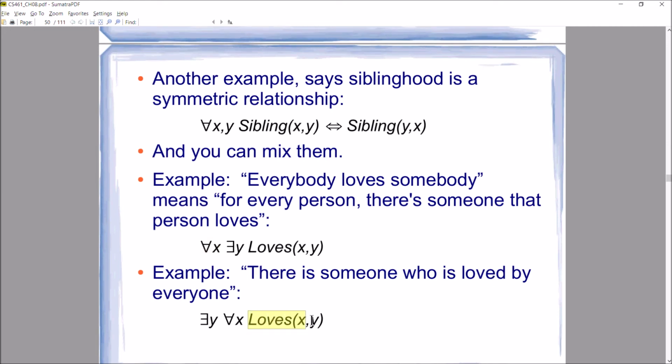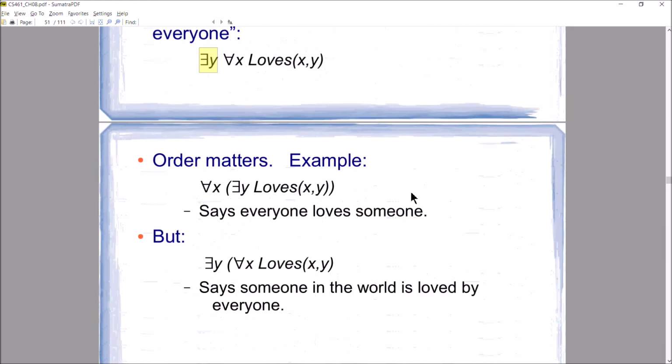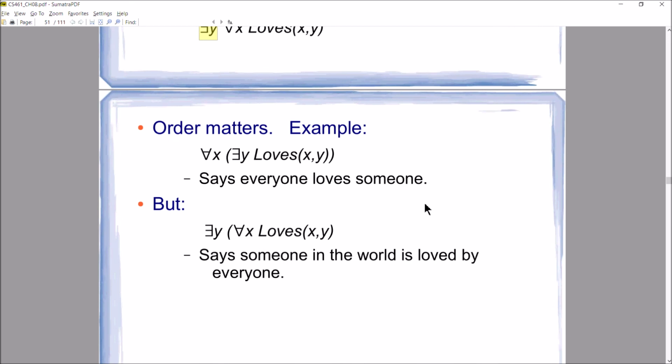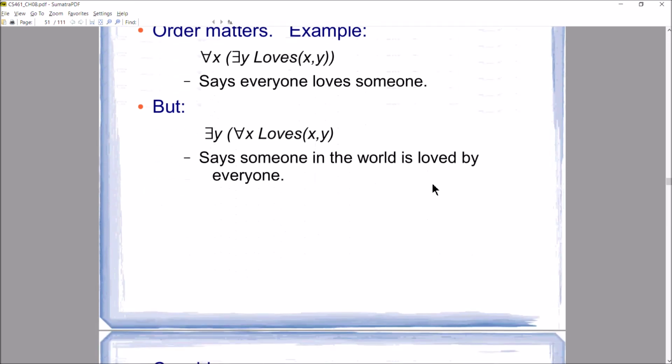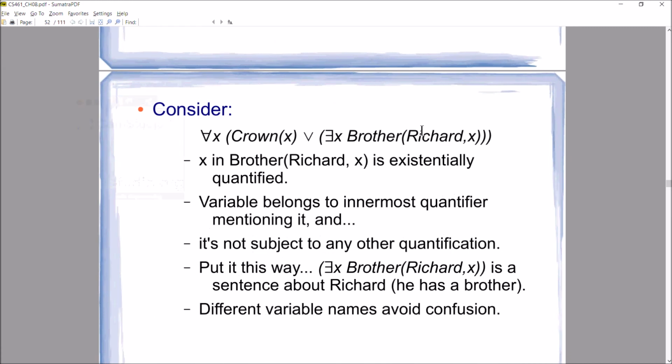So start from the inside out. You say x loves y. You can say, for all x, every x loves some y. There is someone who is loved by everyone. Okay, putting parentheses around that might make it a little bit easier to see that. All right.